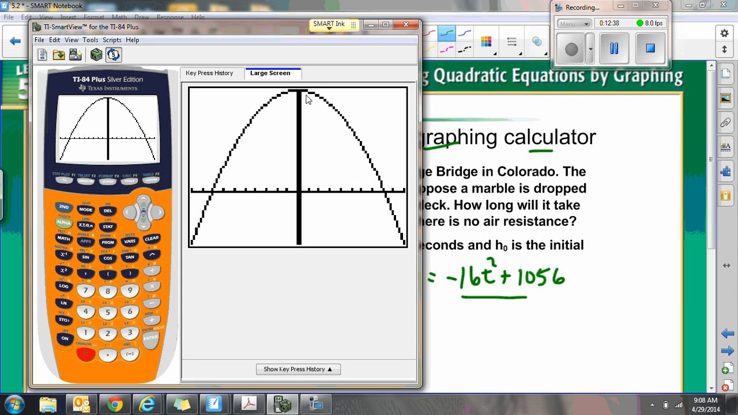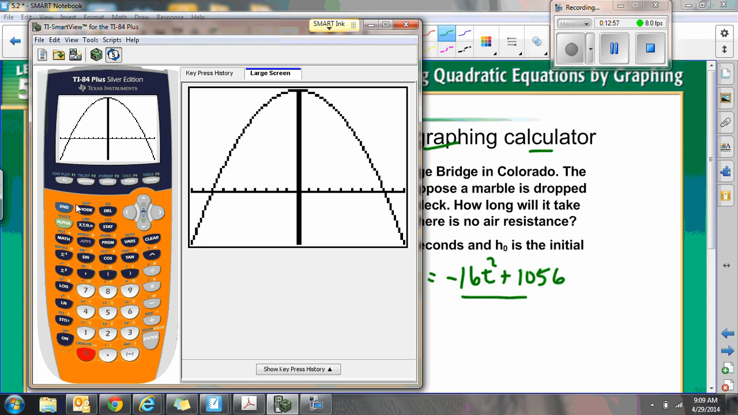Now keep in mind what's going on. We're starting at 1056. So this is the starting point of the marble. And this is the marble as it drops off that deck in relationship to time. So as time moves forwards, the object is getting closer and closer to the water. Eventually it touches the water. So we're looking for this point right here. Where does it cross the x-axis?